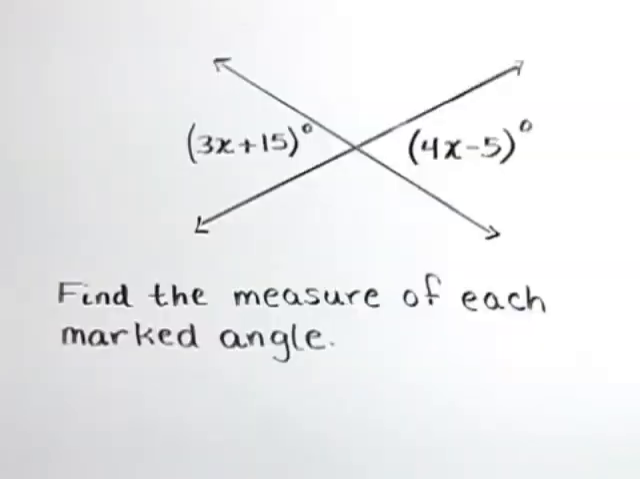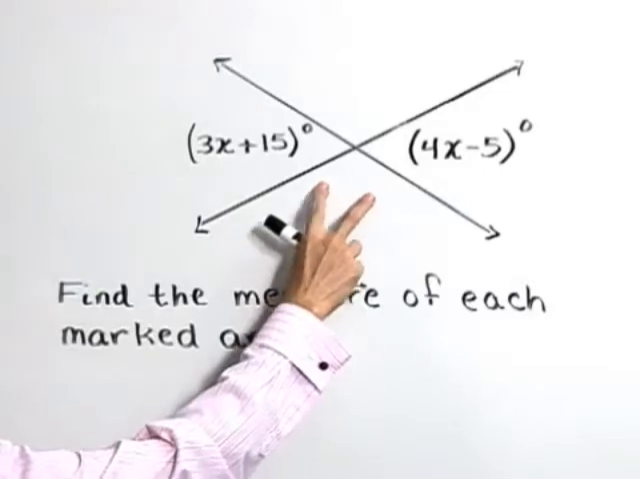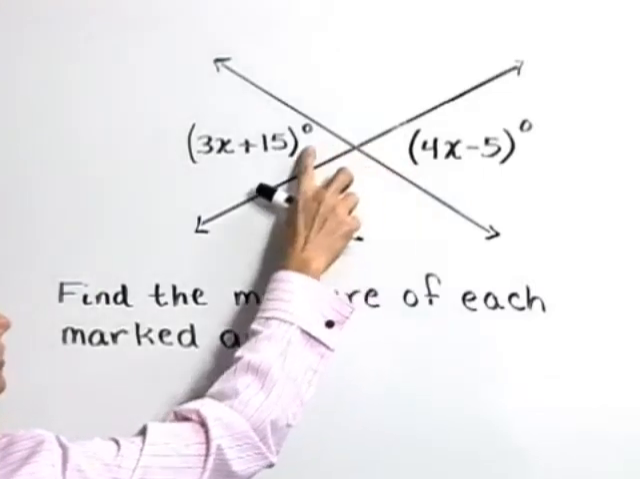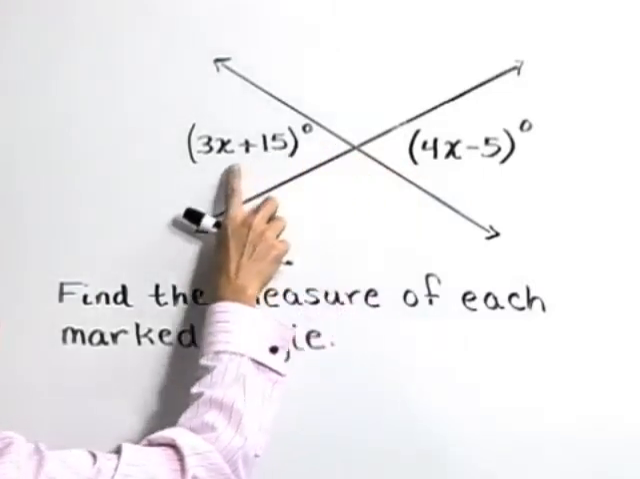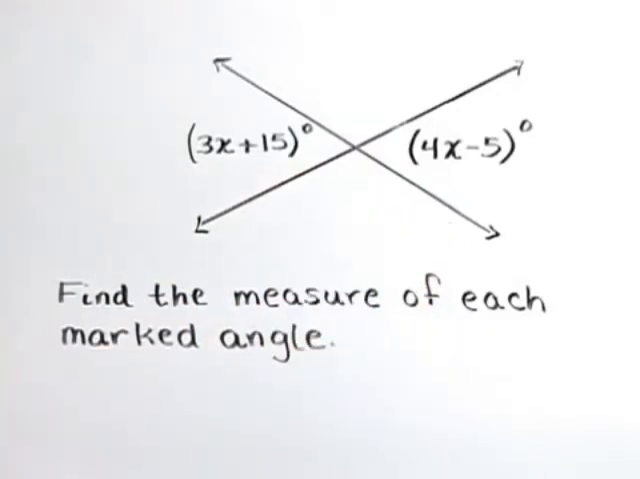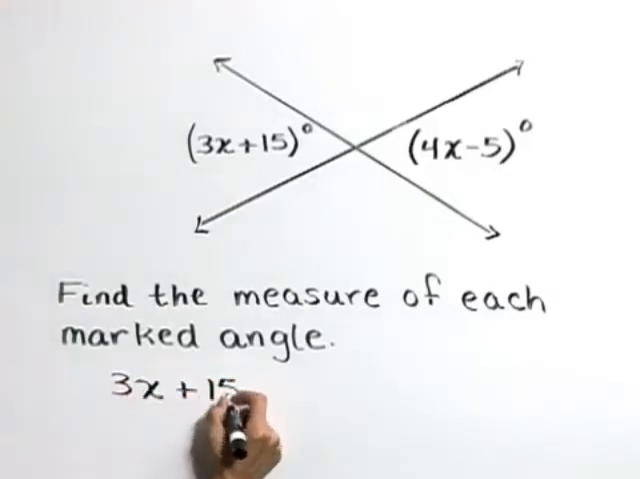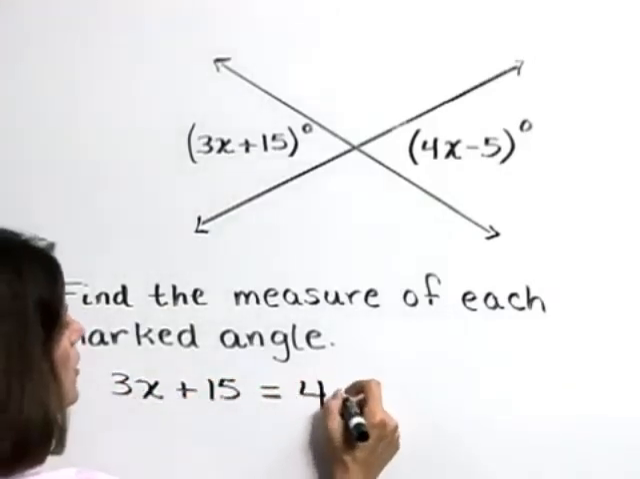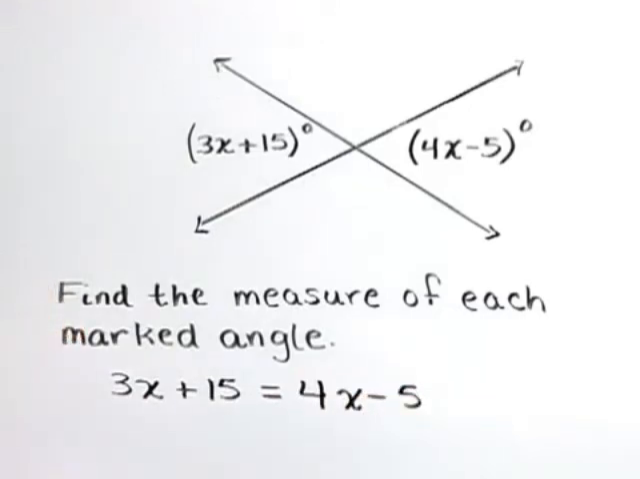Find the measure of each marked angle. Here we have two intersecting lines and vertical angles that are across from each other. And they are 3x plus 15 and 4x minus 5. We know vertical angles to be equal in measure, so we can use that fact to write an equation that sets 3x plus 15 equal to 4x minus 5.